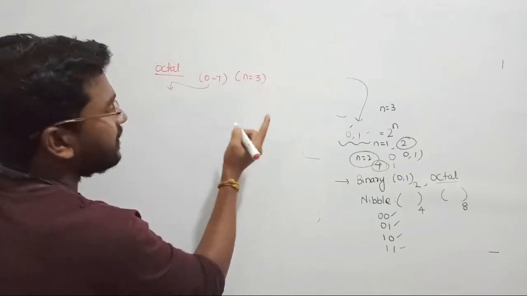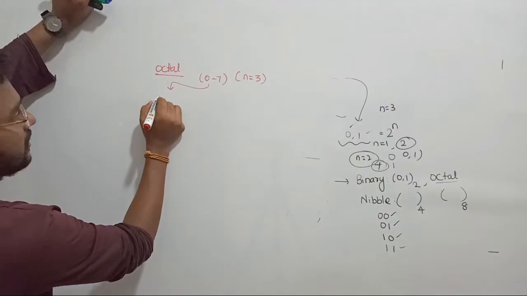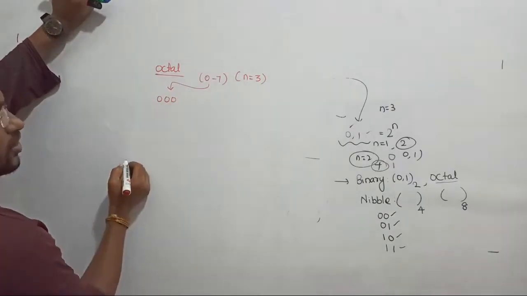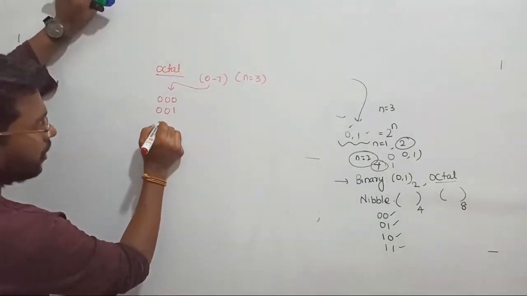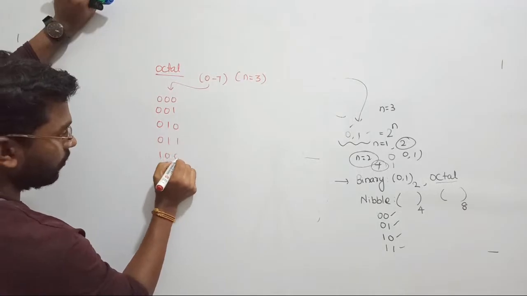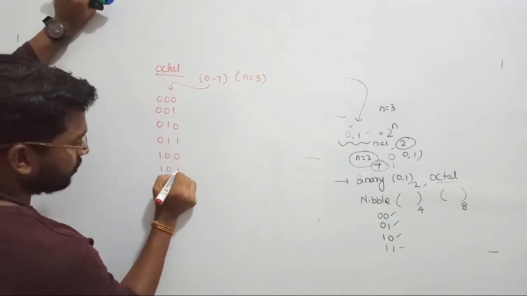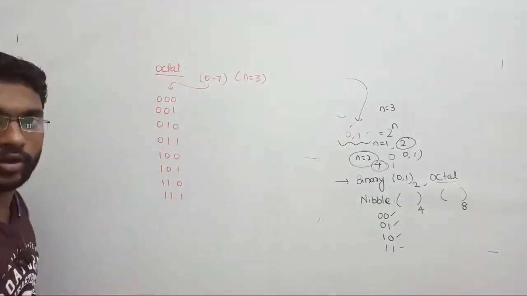We are going to consider 3 bits for each and every person, such that the first person can be written as 000, the second person as 001, the third person 010, the fourth person 011, the fifth person 100, and then 101, 110, 111. It is the equivalent value, right?